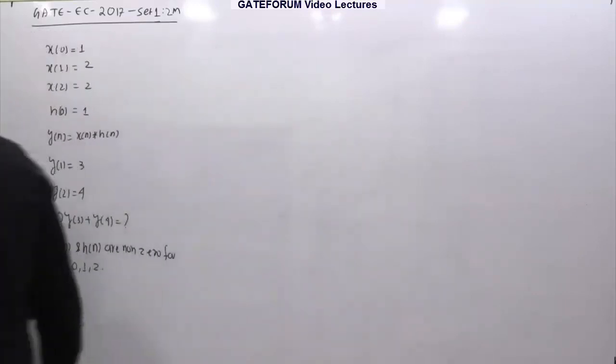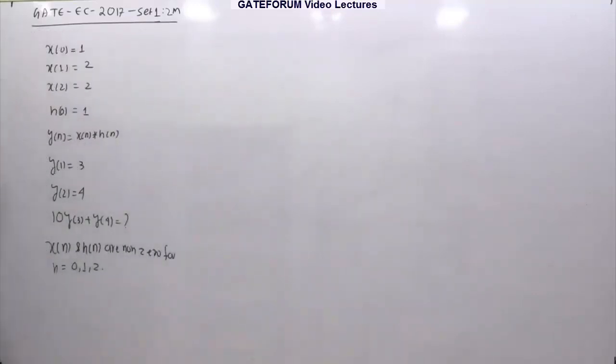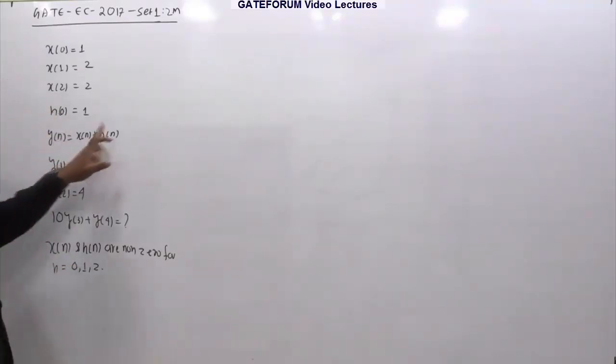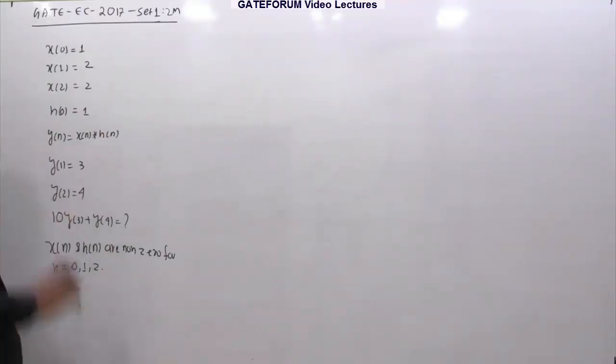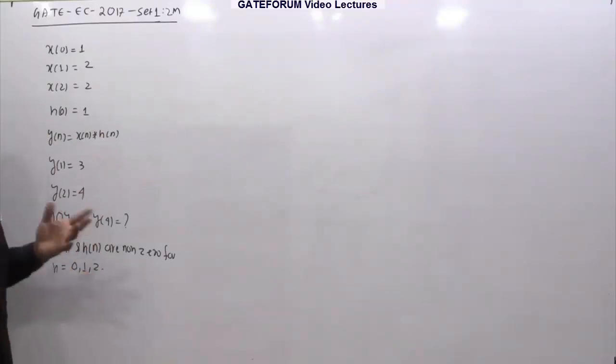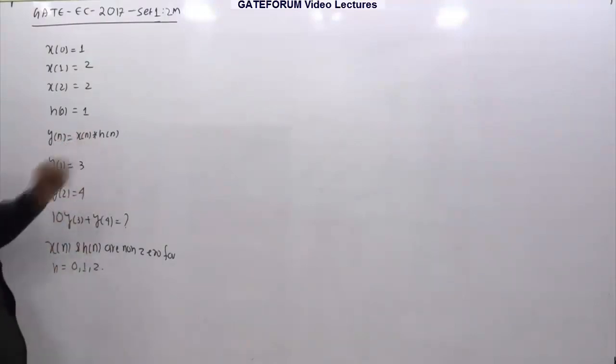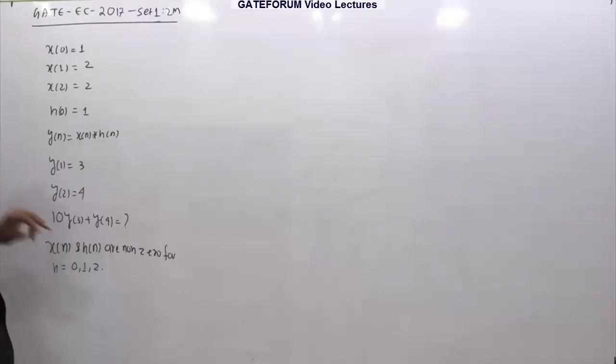Okay. So these are the facts given. So x of n and h of n are non-zero for n equal to 0 to 2 and are 0 otherwise. And x of 0 information we have and h of 0 is given, and y of n is the linear convolution of x of n with h of n. Actually convolutions are of two types, linear and circular. So linear convolution is the general convolution we speak of. So that's nothing new here. And y of 1 sample is 3, y of 2 sample is 4. So we are supposed to find these expressions.